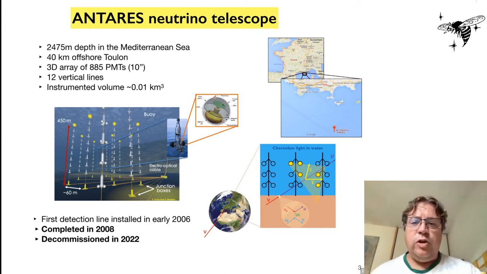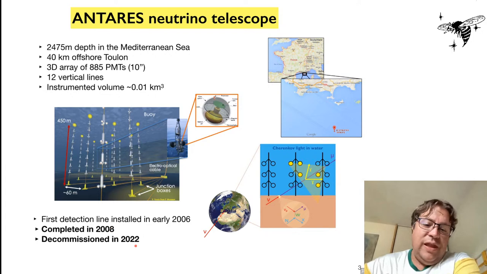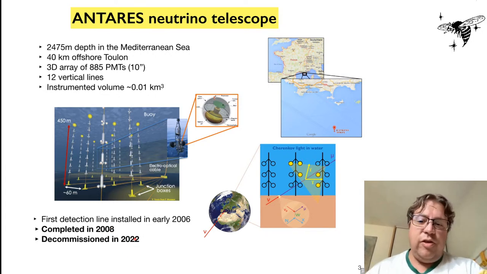So just a few words about the ANTARES neutrino telescope, if you are not very familiar. It's a neutrino telescope located at 2,500 meters depth in the Mediterranean Sea, in the south of France, about 40 kilometers from the shore. It is composed of a 3D array of less than 1,000 PMTs, arranged in 12 vertical lines. The instrumented volume is pretty small, around 0.01 cubic kilometers. The first line was deployed in early 2006, completed in 2008, and ended in 2022. In February this year, we completely removed all the lines and now the site is clean.